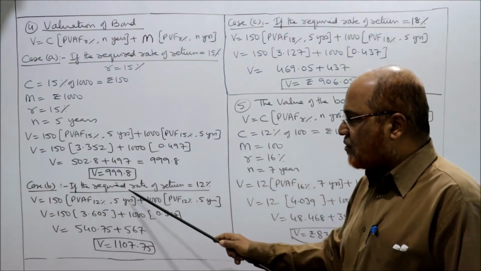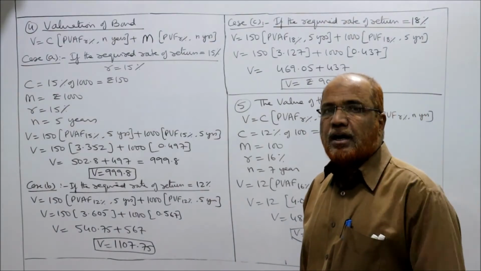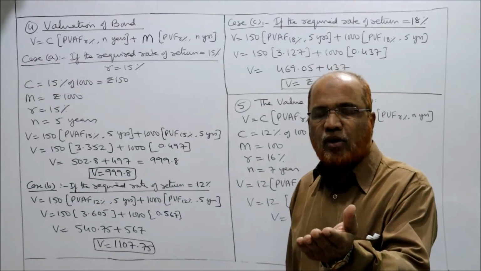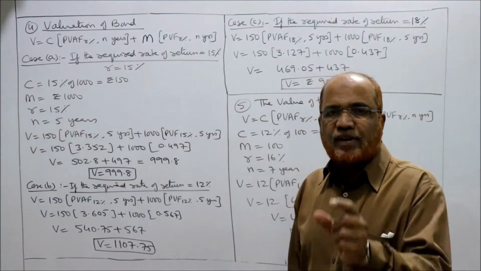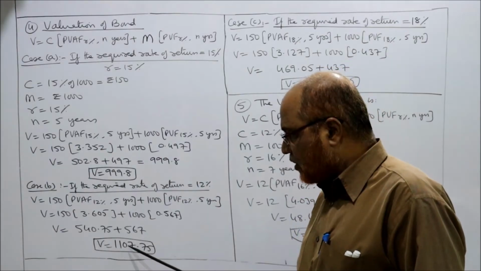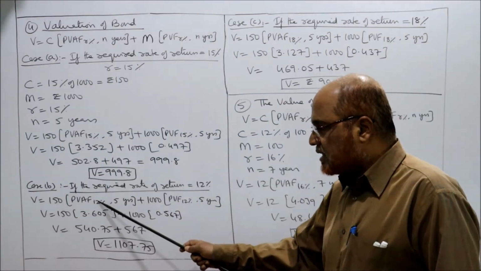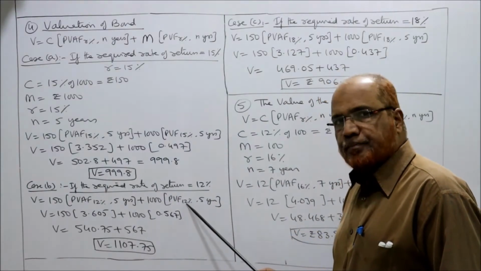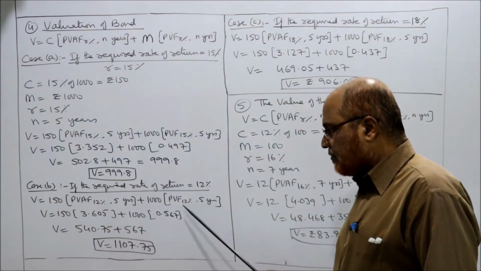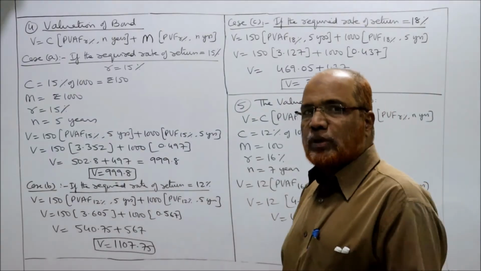Now B case. If the required rate of return is 12%, if the required rate of return is less than the coupon rate, so the market price or value of the bond will be more than the face value. Face value of bond is 1000. More than 1000? Yes, 1107. Here the required rate of return is 12%. In place of R take 12%. So 12% 5 years annuity factor, then 12% 5 years PV of ₹1. We got the value. 2 cases over.